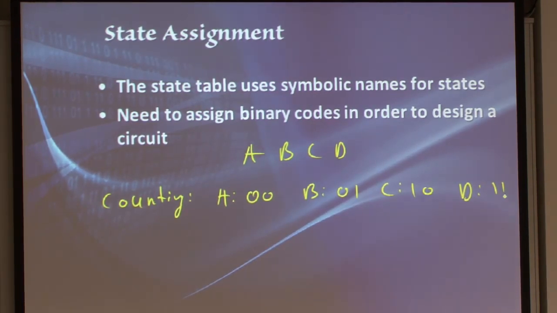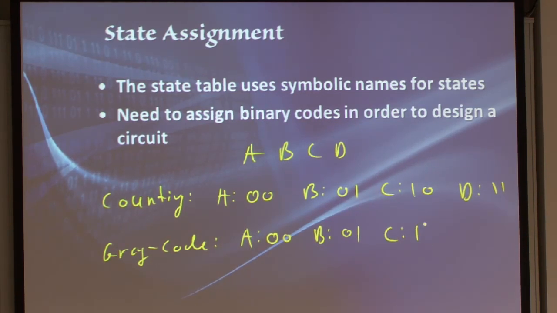Another possible way is to use gray code, in which every successive state will only change in one bit. So we might have something like A 0 0, B 0 1, C being 1 1, and then D being 1 0.